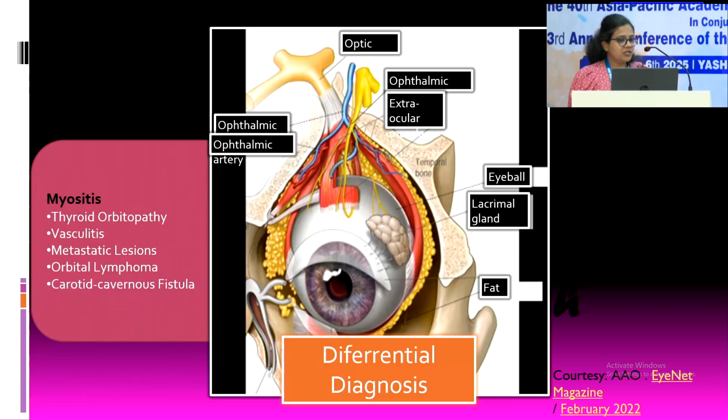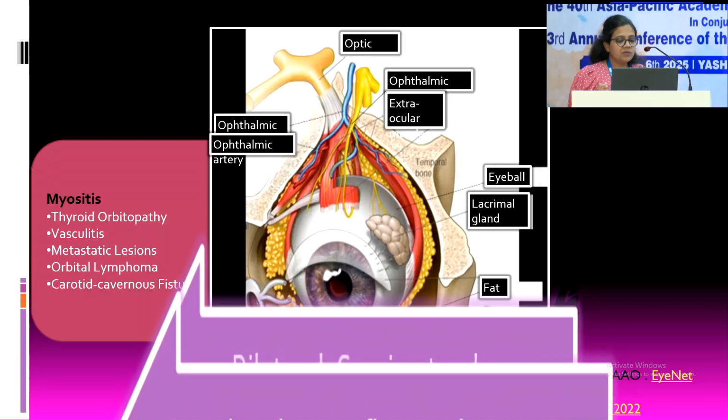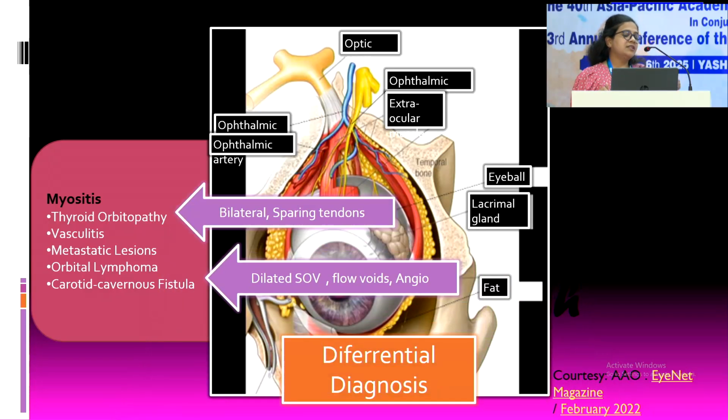Coming to the differentials, it may be NSOI, myositis due to thyroid ophthalmopathy, orbital lymphoma or CCF. What must be borne in mind is that thyroid ophthalmopathy is mostly bilateral and it spares the tendon. While in CCF, we can see the SOV, we can see the flow voids, we can go for an angio, and we can see the retrograde flow of the blood.